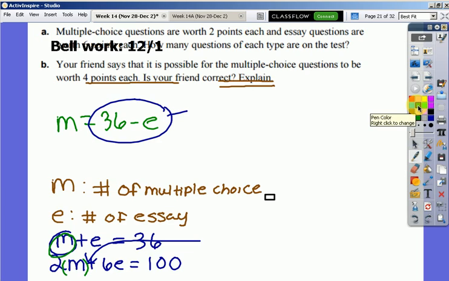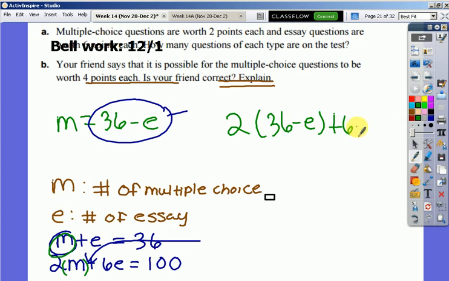So I'm going to take 2 and multiply that by 36 minus e, and then I'm going to say plus 6e equals 100. When I do that, and I use my distributive property, what do I get? You can just say it. 216 minus 600.